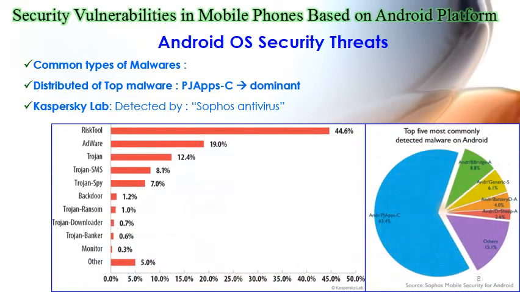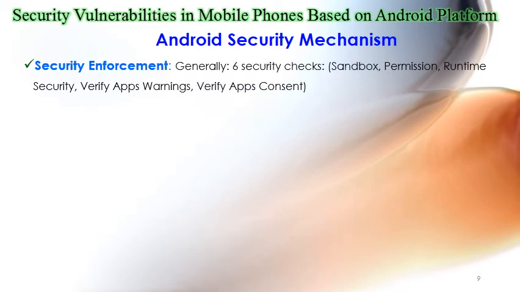The common types of malware here, as we see, the most dominant one is PJ apps, the most common. Also, there are several types of malware reported by Kaspersky, detected by Sophos antivirus. Okay, Android security mechanisms. Generally, Android uses 6 security checks for security enforcement, like sandbox, permission, runtime security, verify apps warnings, verify apps consent.